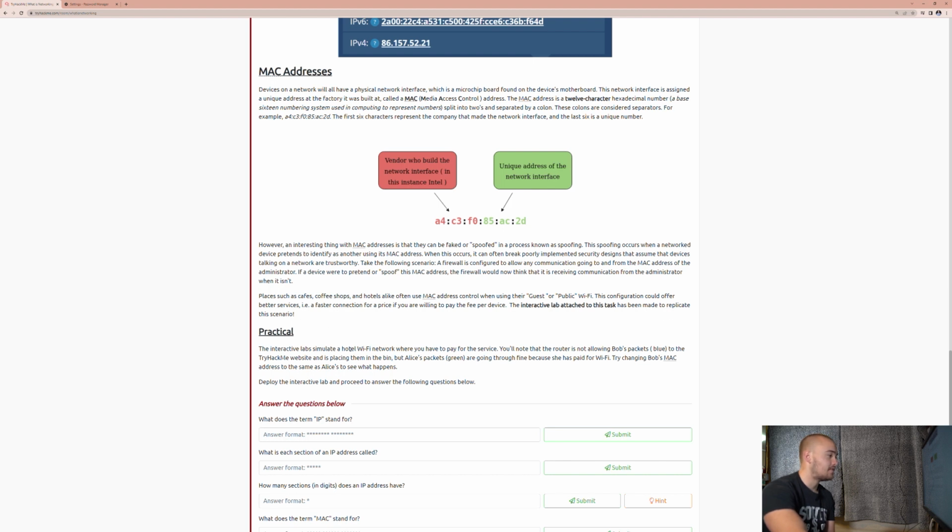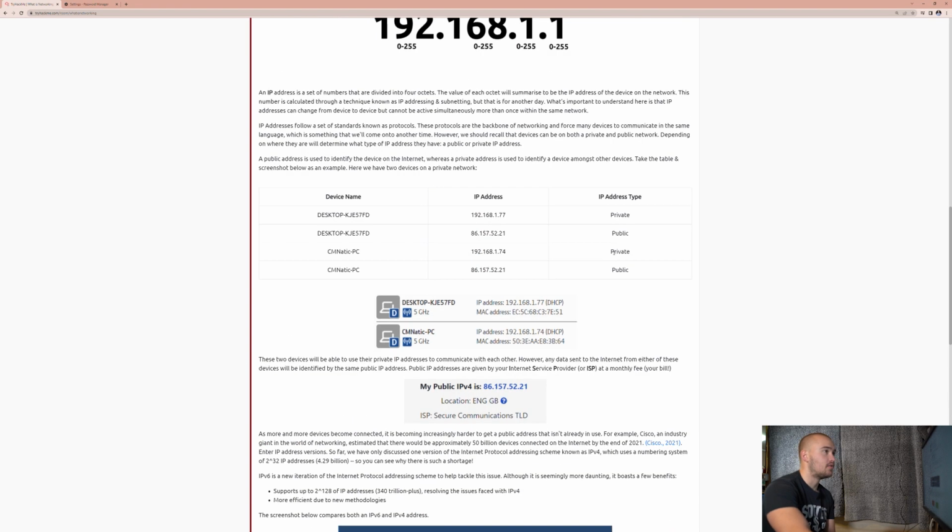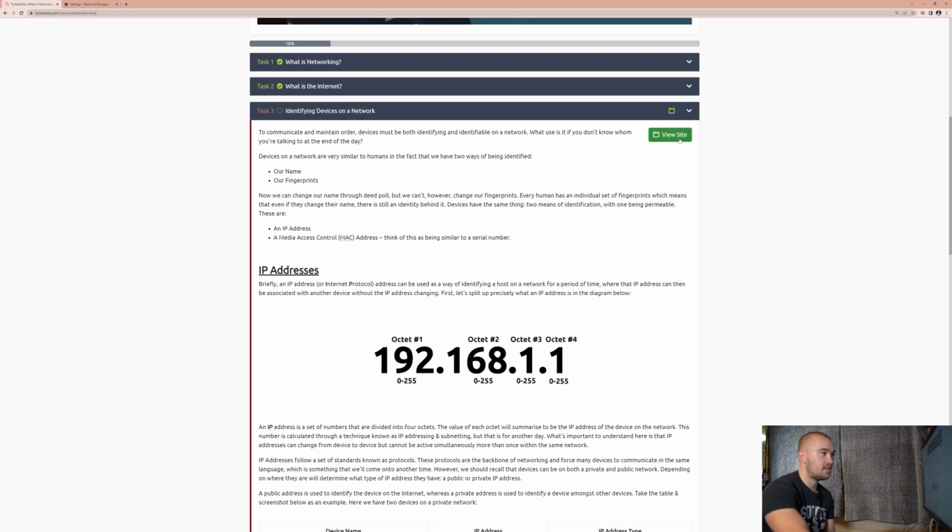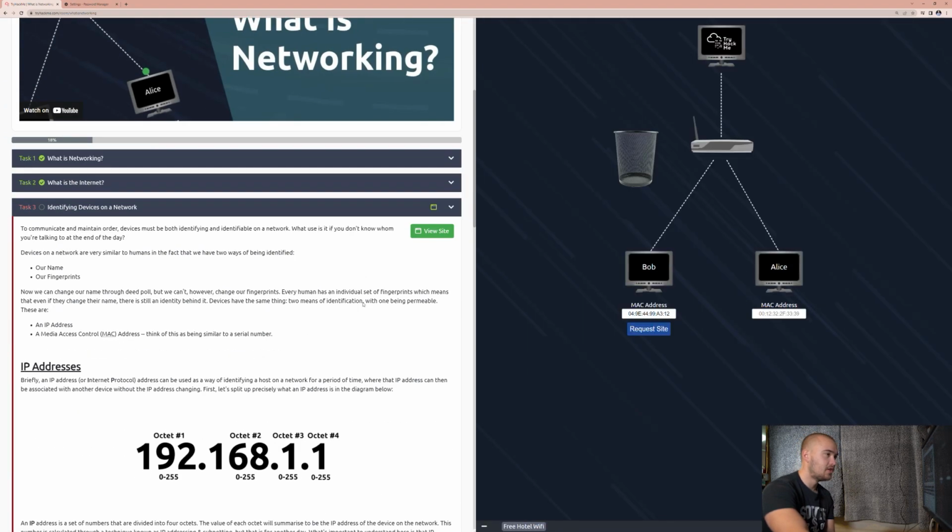So the interactive labs simulate a hotel Wi-Fi network where you have to pay for the service. You'll note that the router is not allowing Bob's packets, blue, to the TryHackMe website and is placing them in the bin, but Alice's packets, green, are going through fine because she has paid for the Wi-Fi. Try changing Bob's MAC address to the same as Alice's to see what happens. So that's talking about this site up here that we can click on.